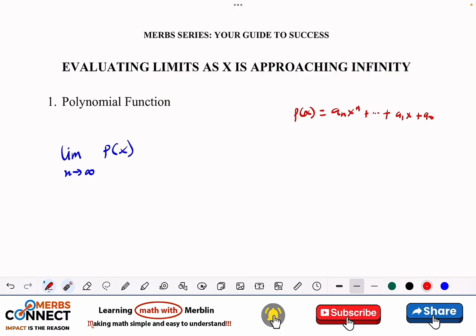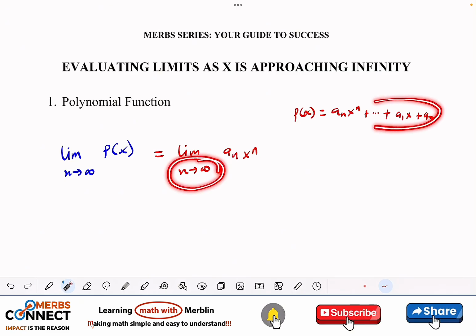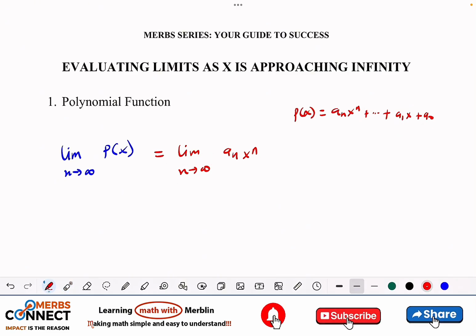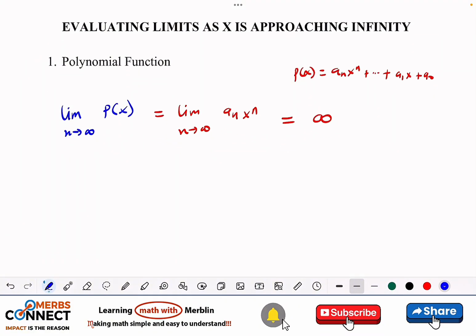So for example, if we are using this one, then this will be the same as the limit as x is approaching infinity of, let me say, a n x to the n. All the other terms will just go away because infinity will just dominate all the other constants. And when I plug in infinity, this blows up and we get infinity. So it means that anytime x is approaching infinity of a polynomial function, I'm going to get what? Infinity.